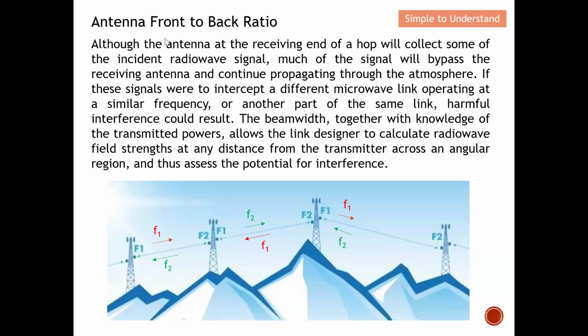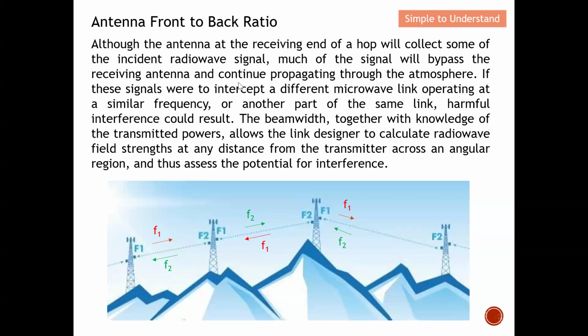Although the antenna at the receiving end of a hop will collect some of the incident radio wave signal, much of the signal will bypass the receiving antenna and continue to propagate through the atmosphere. So what does this mean? For example, this F1 propagates in the atmosphere, and some will be received by this antenna. You can also imagine that the majority of it will still continue to propagate through the atmosphere.